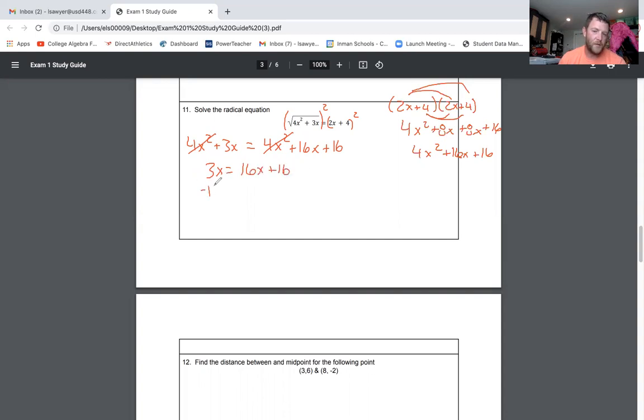Minus my 16x over. So I get -13x is equal to 16. Divide by -13, x is equal to -16 over 13. That's it.